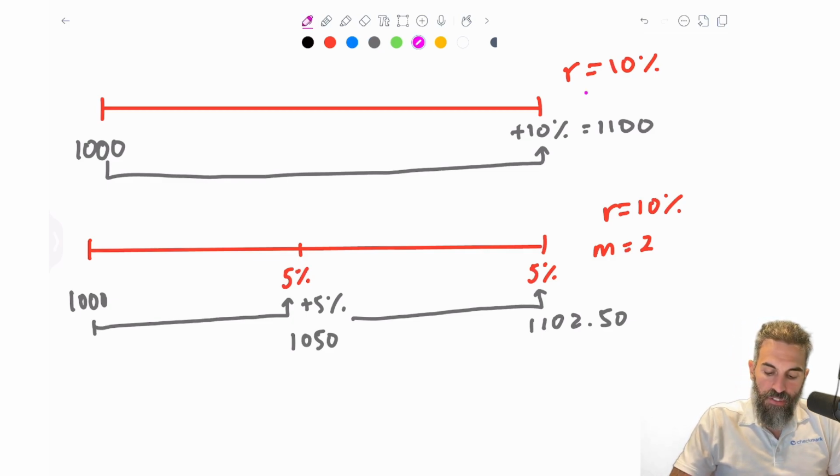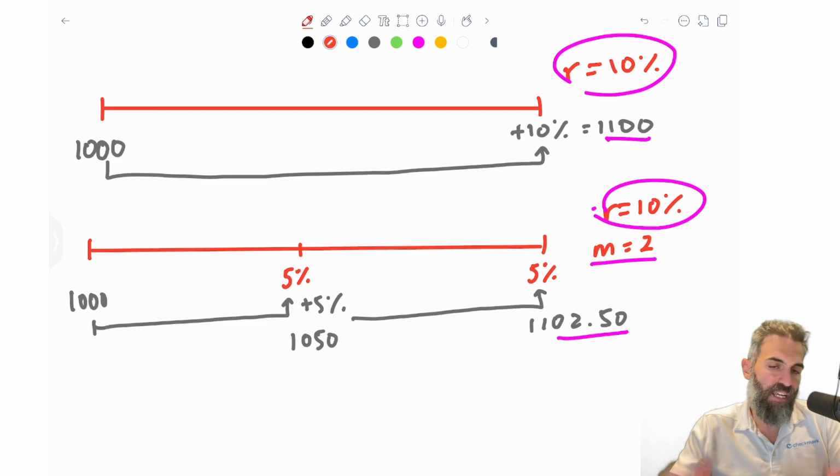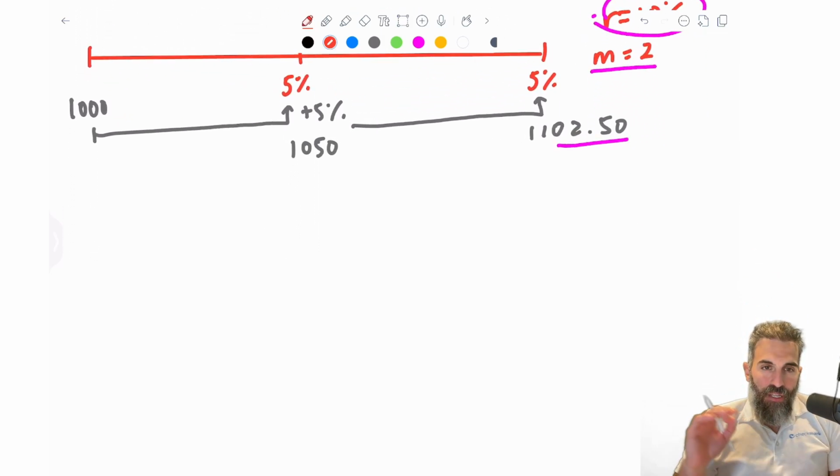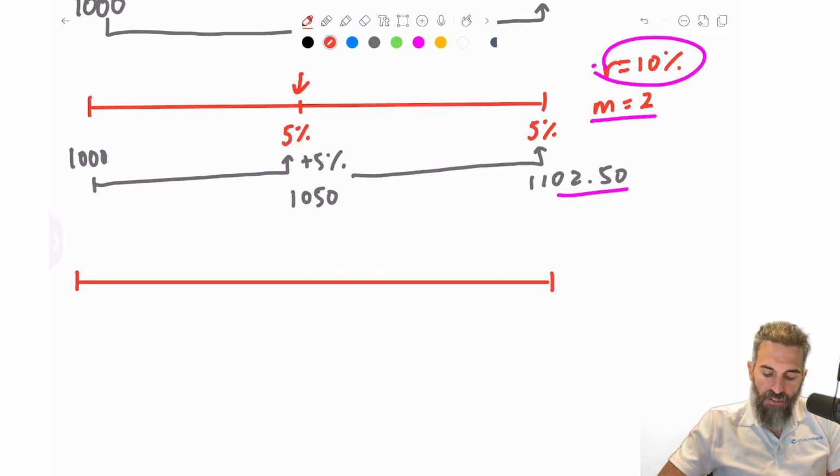So what happened? Still the same 10%, but because I compounded more often, I ended up with a little bit more money. The more often you compound, the faster your money will grow. I can do this again with 4 compounds or 12 compounds. Now, what if the compounding happened an infinite number of times? It's hard to visualize. It's actually impossible to visualize. So try this. I divided this into 2 periods, very easy. Now, what if I took a year and divided that year into 1,000,000 periods, so I took my 10% and divided it by 1,000,000?